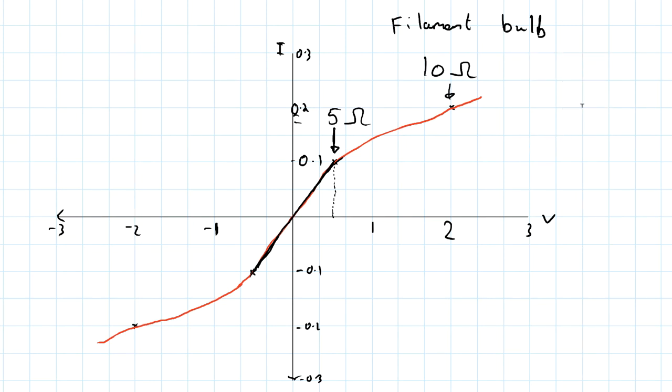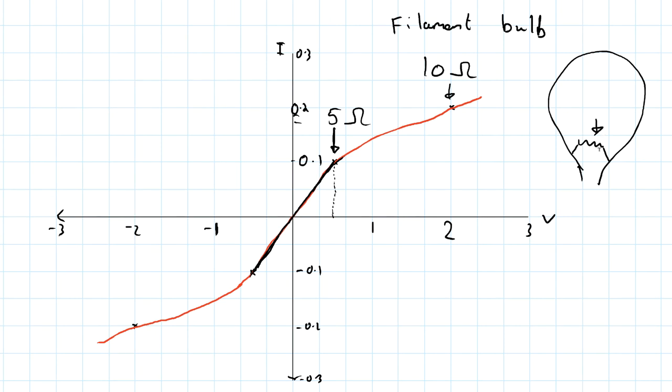Now, why is it not an ohmic conductor? Why does that resistance change? Well, if you think about a filament bulb, and I'm going to draw a terrible diagram. That doesn't work. Draw another one. So let's say that this is a bulb, and you've got this here, which is the filament. This is what's going to light up, because this burns hot and it produces light.